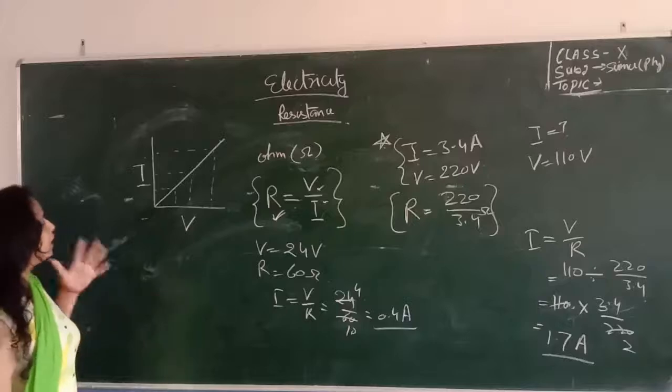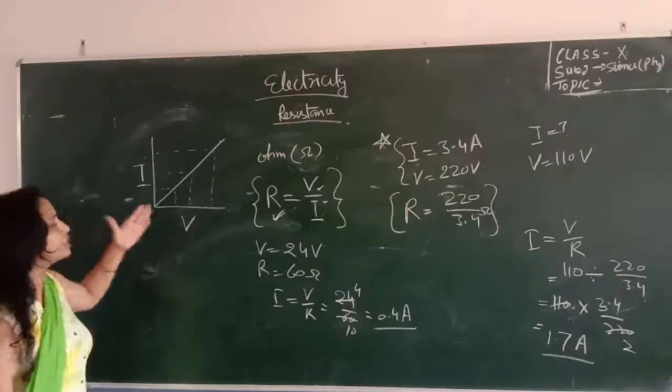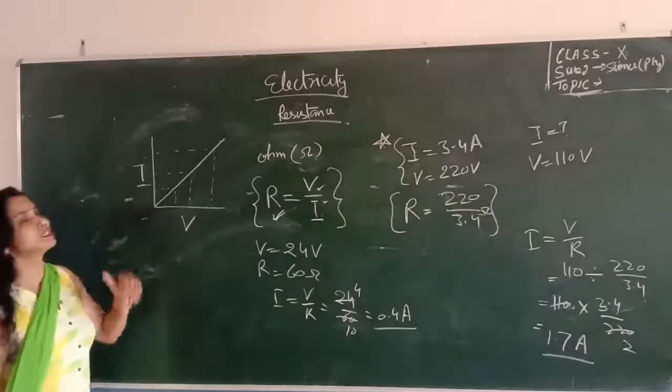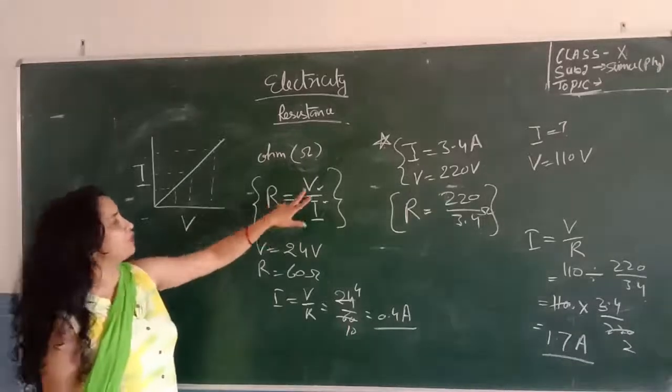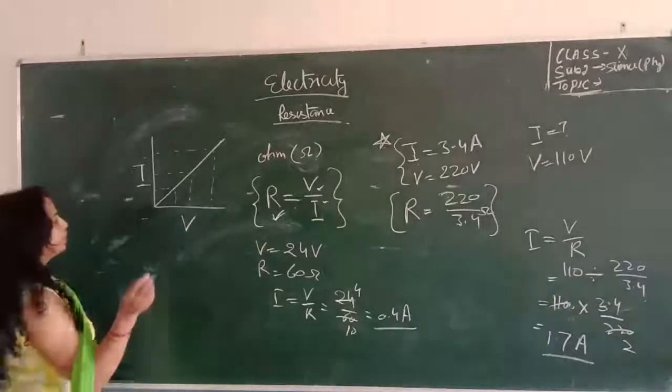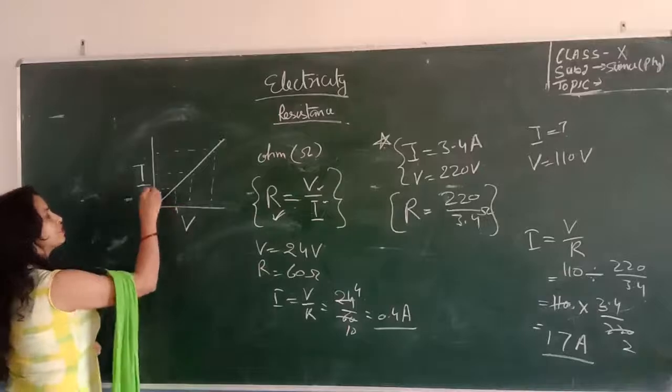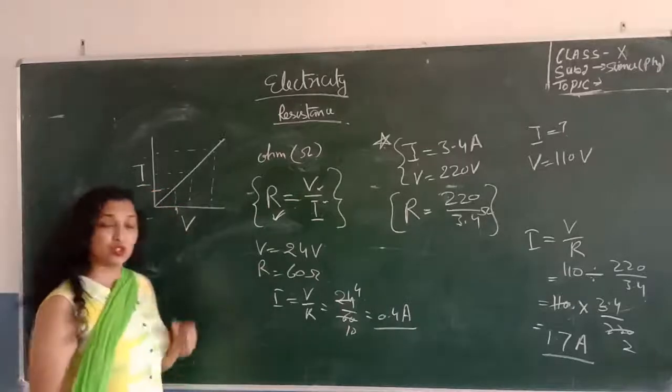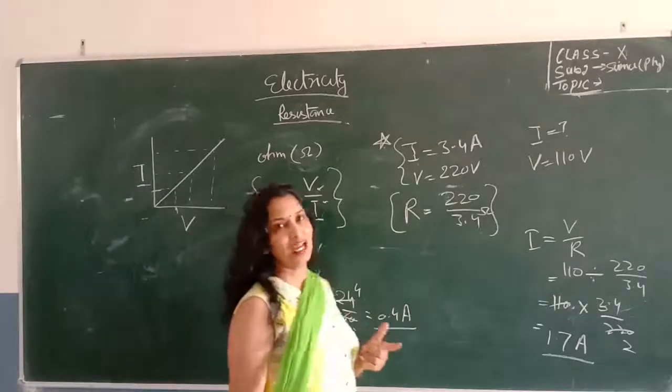And you can also find the resistance of the wire by using this graph, because you know that R is equal to V upon I. So you can also find the value of resistance by using this graph. So this is the graph in between the V and I.